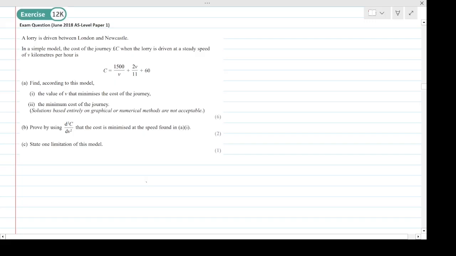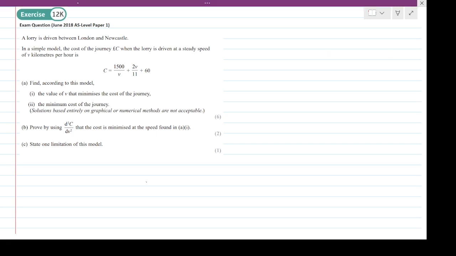Okay, so we've got this exam question then. We are told a lorry is driven between London and Newcastle. In a simple model, the cost of the journey when the lorry is driven at a steady speed of v kilometers per hour is this equation here. That tells me what the cost will be of the journey at a particular speed v, and I can just substitute that in.